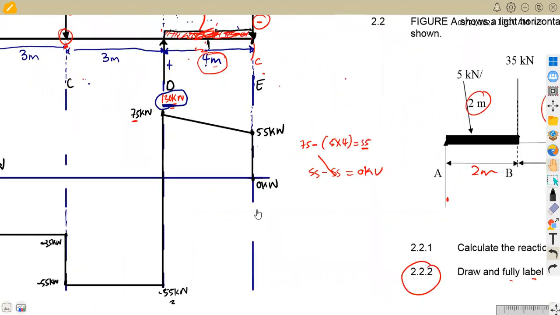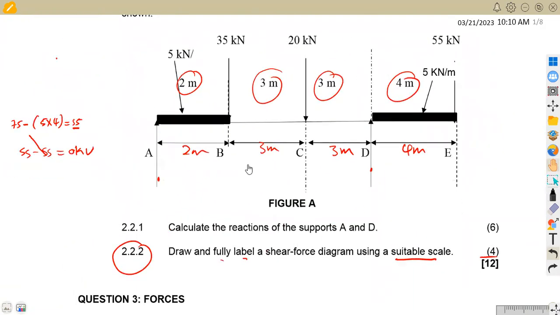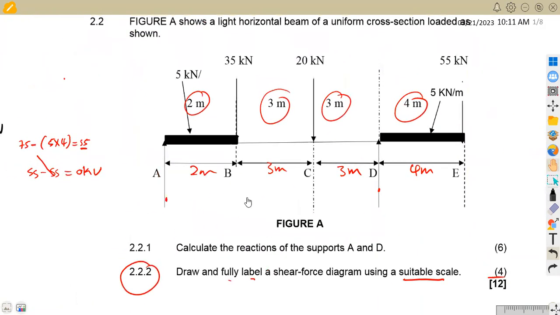And you can check, it's fair enough to have 4 marks for this shear force diagram. Everything together was actually 12 marks on moments from this question paper of November 2020.